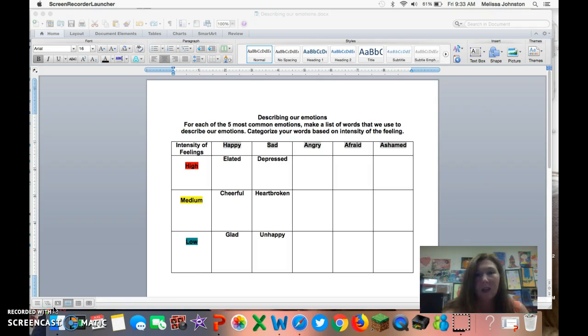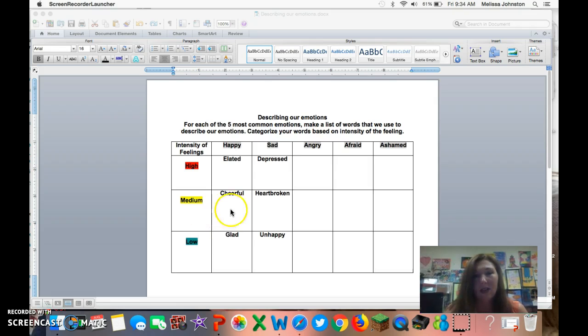And so the emotions that we have at the top, happy, sad, angry, afraid, ashamed, are the 5 most common emotions that we can usually recognize in ourselves and in someone else. So what the assignment's asking you to do is, for each of these words or emotional states, to write a descriptor. Now, these descriptors need to be divided based on intensity of the feeling. So high intensity, kind of average, medium intensity feeling, and then low intensity.